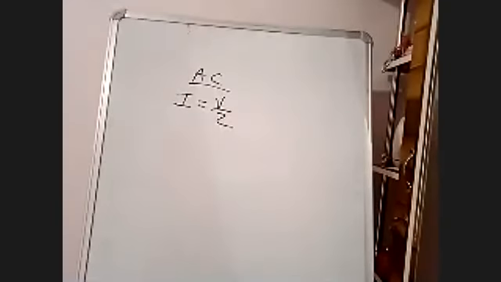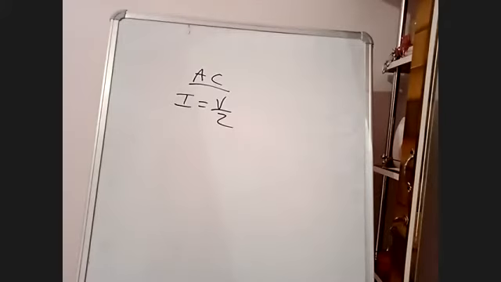In DC, the current formula is V by R, because in DC we have only resistance. But in AC we have R, L, and C, any RL or RC combination. That's why we take the impedance Z. Z is called the impedance. Now we'll do one problem.